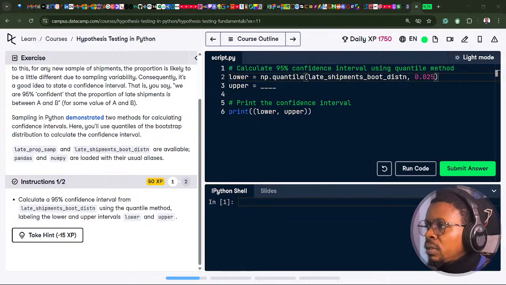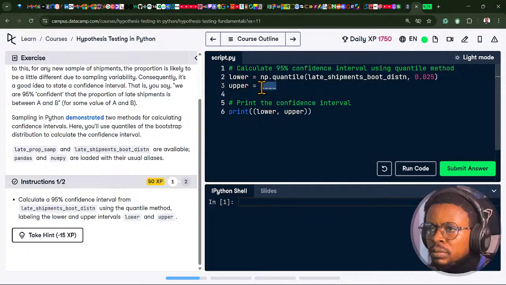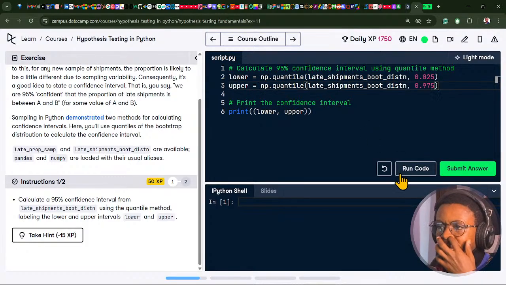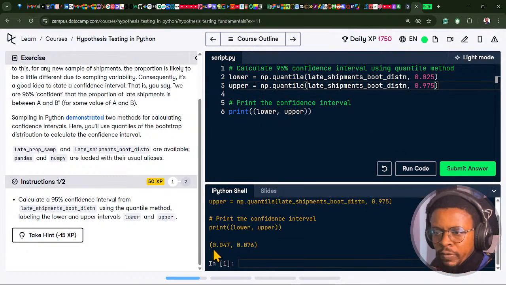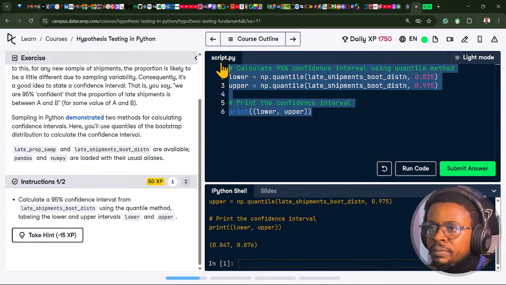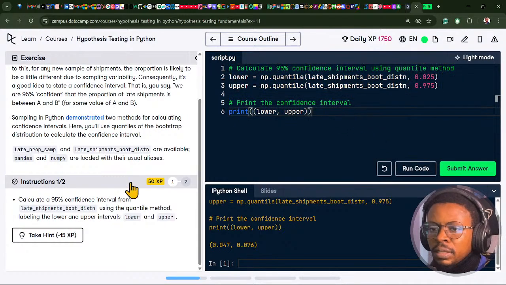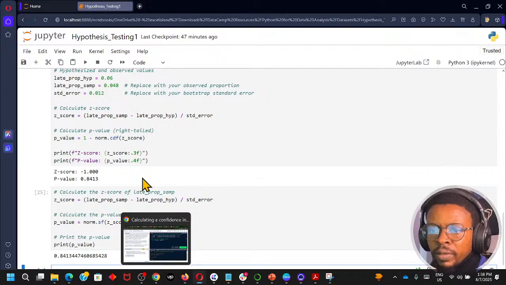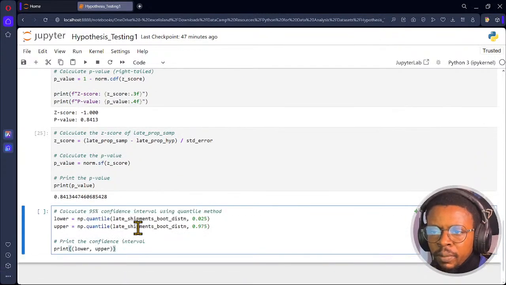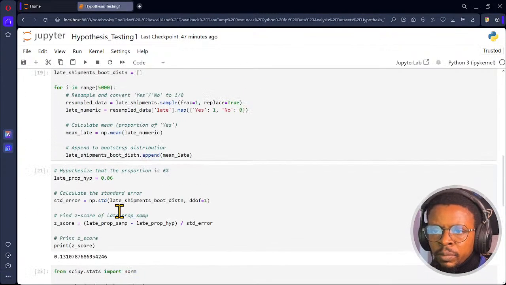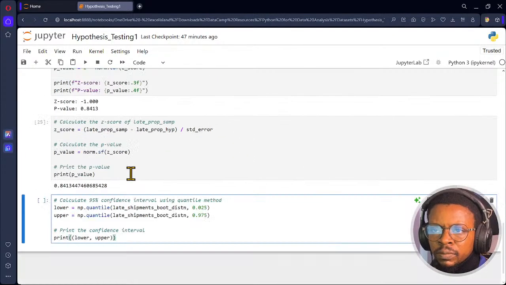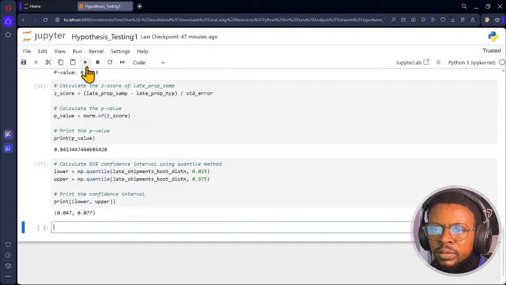And the upper should be the bootstrap distribution at 0.975, followed by that. So let's run the code. We should have our results by now. Let's give it a shot and see what we have. We see our bootstrap distribution from the above that we calculated. So it should give us our results, and we have the same results here.